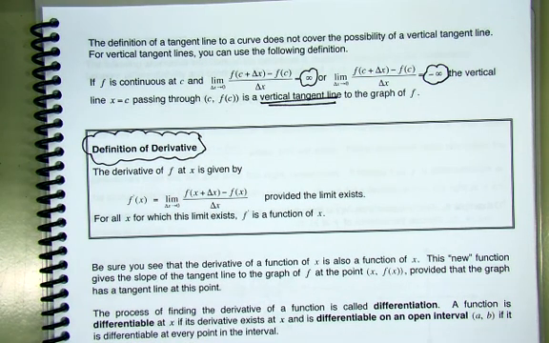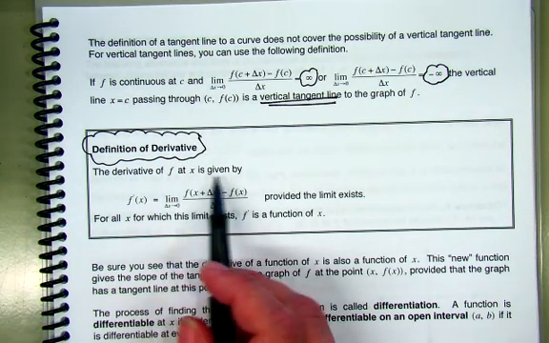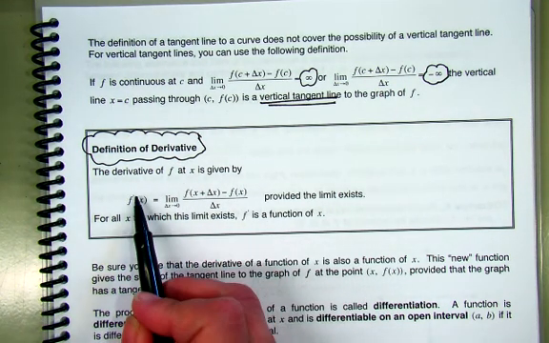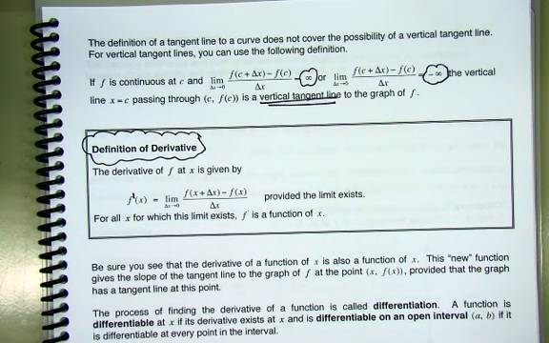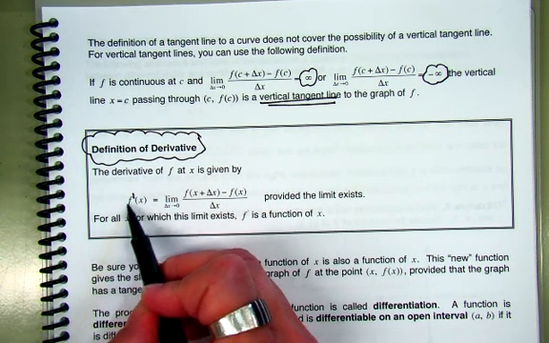We're going to talk a little bit about notation as well. Okay, so the derivative of f of x, f at x, is given by... This little notation is important. See this little tick mark there? That's called prime.